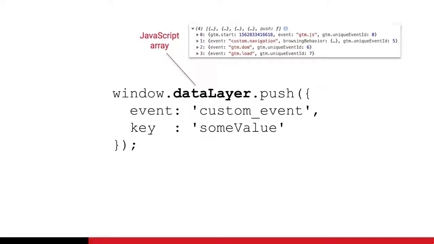So first, the item in index number 0, then the second item that was pushed is the item in index number 1, and so on. So the data layer being an array, it's communicated with using the push method.